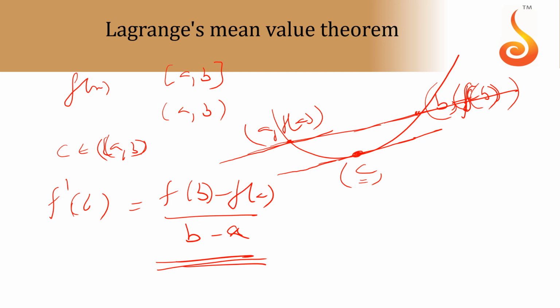So the original meaning is, if f of x is a function which is continuous in the closed interval a comma b and differentiable in the open interval a comma b, then there exists a c in the open interval a comma b such that f dash c is equal to f of b minus f of a by b minus a. This is called Lagrange's mean value theorem.